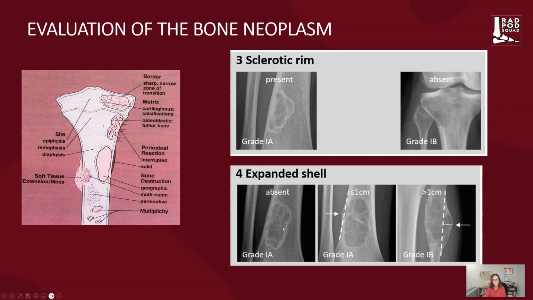We can see this bubbly lucent lesion, very well defined. It's just beginning to have this expansile region here. And here we can see it's greater than 1 centimeter in width and over the course of the lesion, in something that we'll want to understand: is this having some type of pathologic fracture or extension through the cortex?